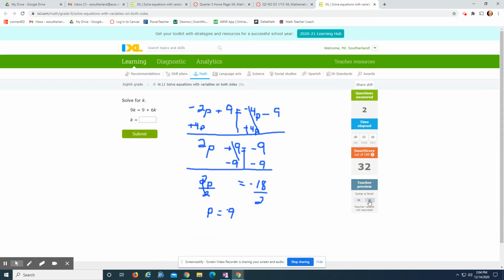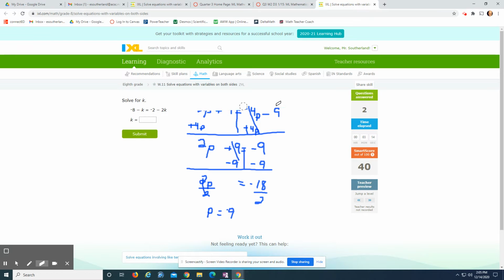This is another similar type of problem. We're going to jump up to a little bit harder. Again, same type of problem, really. Remember that if there is a negative sign in front of it, there's always a 1 in front of a letter that does not have a number. So there's really a 1 right there.